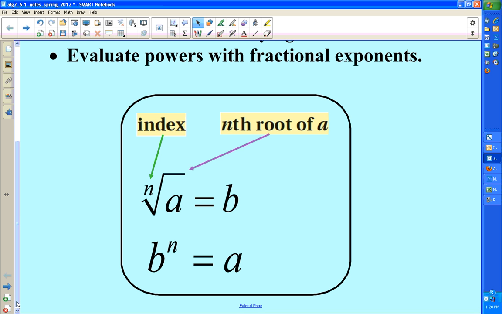I don't know what your experience is, but I don't think too many of you have a lot of experience with an index other than a 2 or a 3. You're going to see that you'll have indexes of other numbers in this chapter.